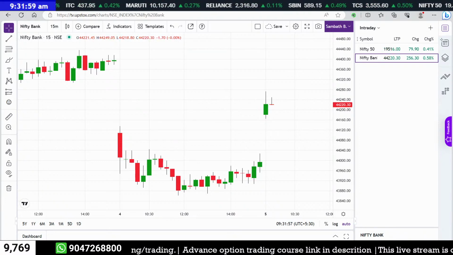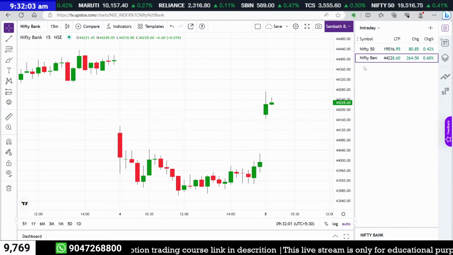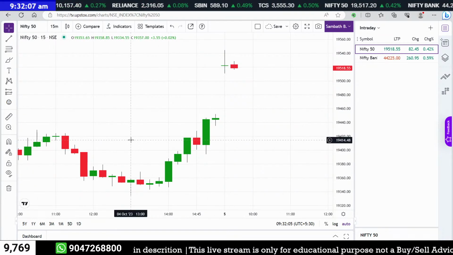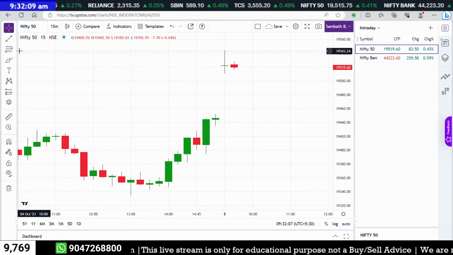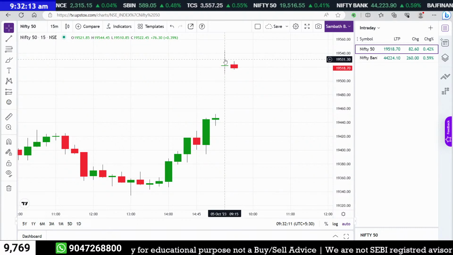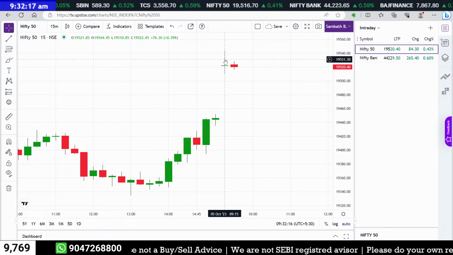So the first 15 minutes is gone now. Bank Nifty doesn't show any change in candle; it is a gap up. And Nifty is forming a doji or a spinning top kind of candle at the top level. So we can check the 15-minute high and 15-minute low to see which side the market is going to go.